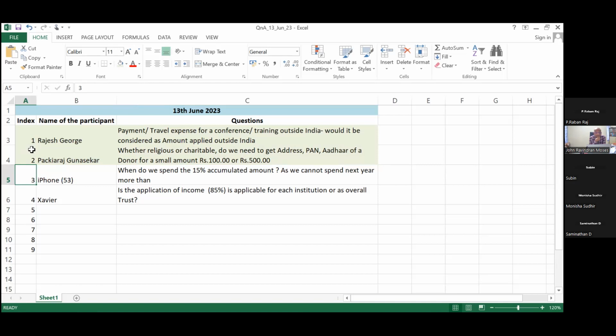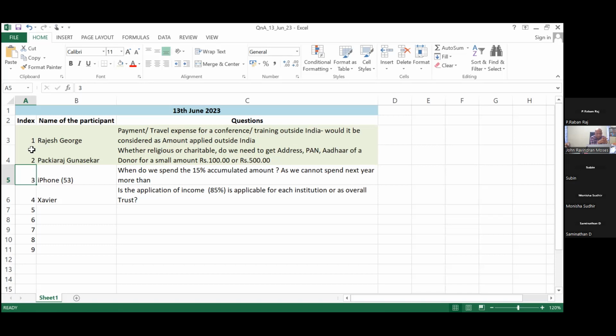When do we spend the 15% accumulated amount? As we cannot spend next year more than, okay. The choice is yours. See, you keep saving. In fact, the year in which you are using this accumulated fund, it will not be allowed as application for you, because government looks at only that year's income. And if you spend that year's income, they say, that's it, fine. They're happy with that. But you may have more need.